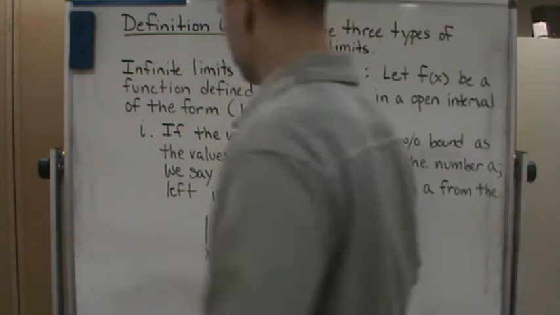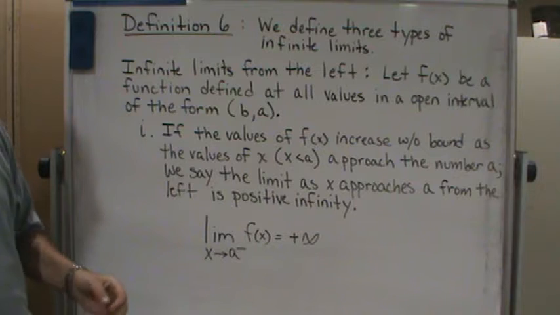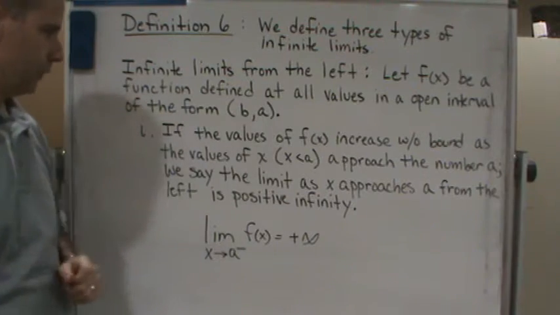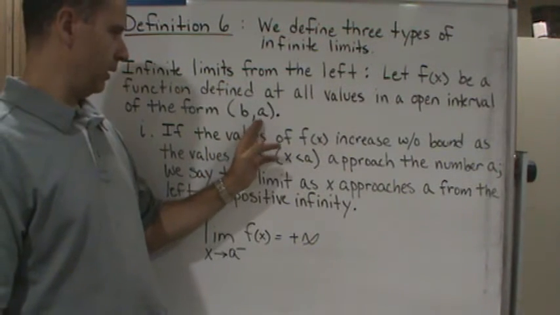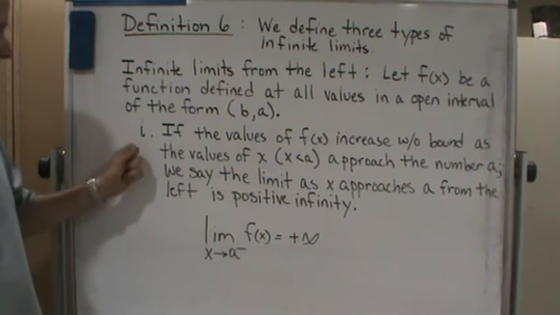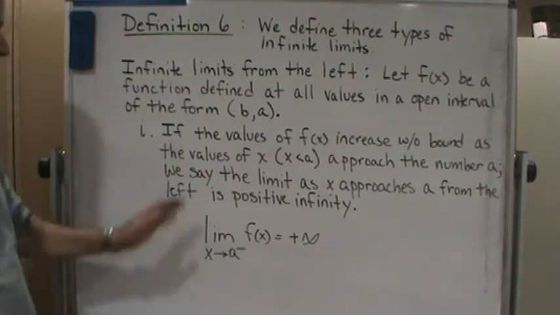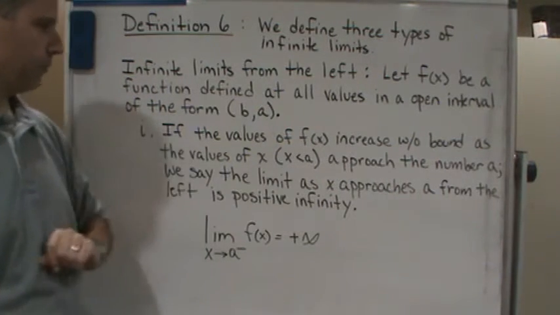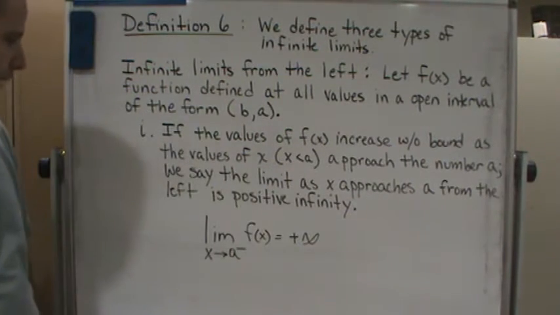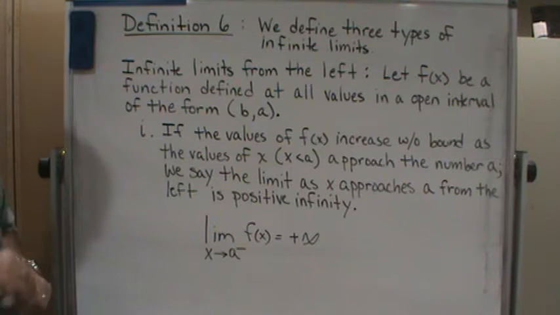So here's case one. Infinite limits from the left: we have a function. We want this function to be defined on an open interval of the form (b, a). So everything between, this is our a value, the one we're approaching. Again, we're approaching from the left. It says if the values of f(x) increase without bound as the values of x, again from the left, approach the number a, we say the limit as x approaches a from the left is positive infinity. So again, increases without bound, and we would write it this way.